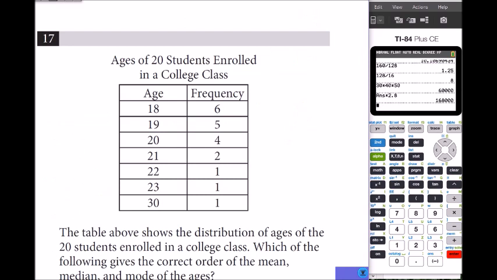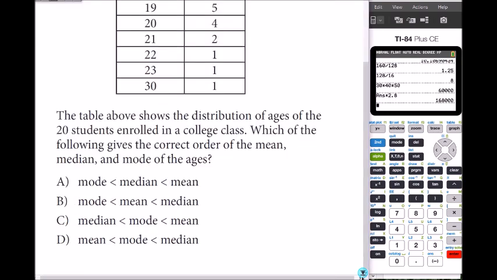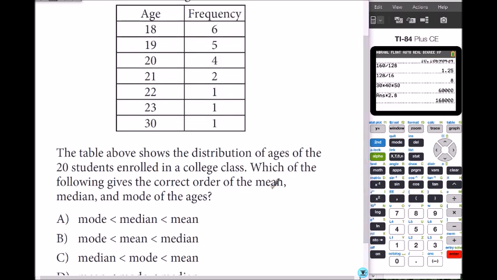17. Ages of 20 students enrolled in a college class. The table above shows the distribution of age of 20 students enrolled in a college class. Which of the following gives the correct order of the mean, median, and mode? Mean is the average. You add them all and divide by number of students. Median is the middle number. So if there are 20 students, you're looking at between the 10th and 11th. And mode is the most.